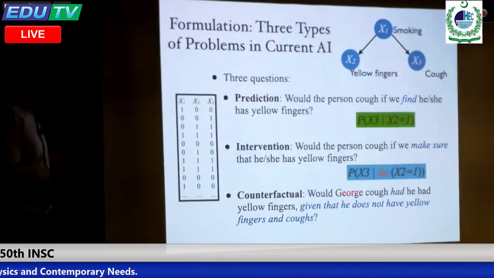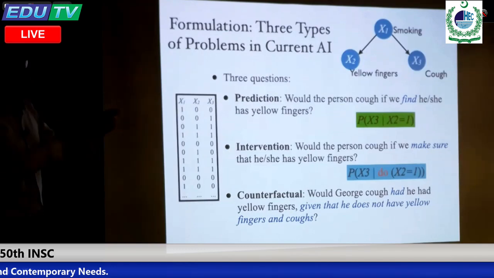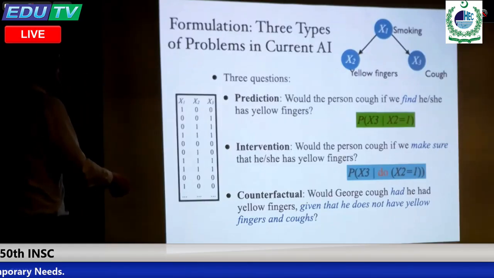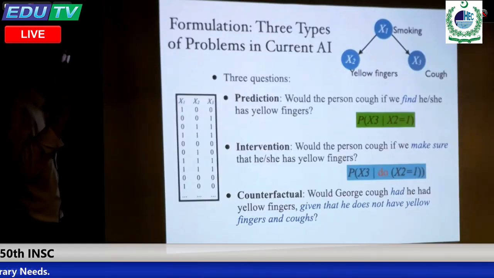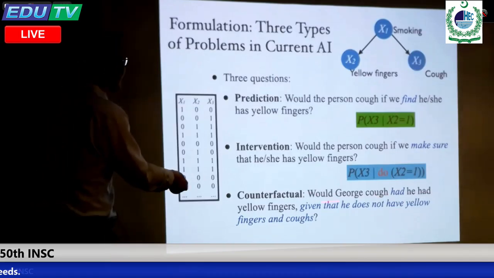So from the causal perspective, later you can see how we can discover the noise term of the person and make use of it. This is counterfactual reasoning. A typical question is as follows. We are considering a particular person or a particular set of persons. Would George cough had he had yellow fingers?